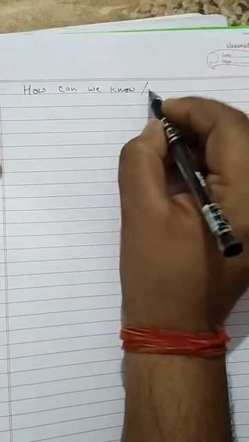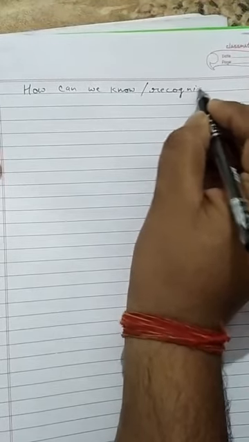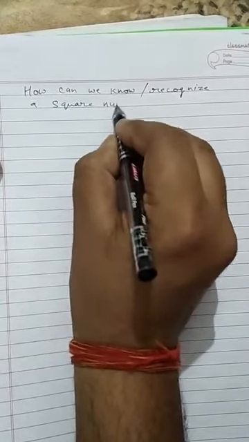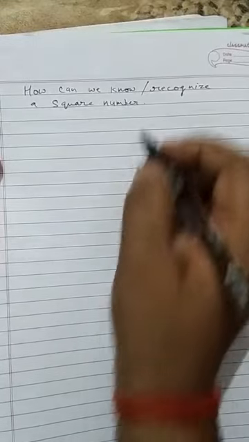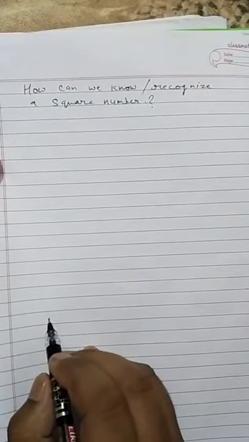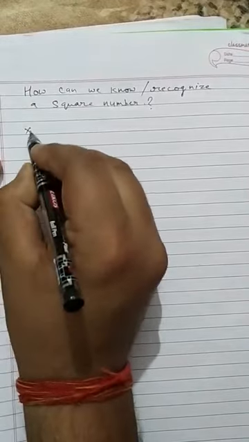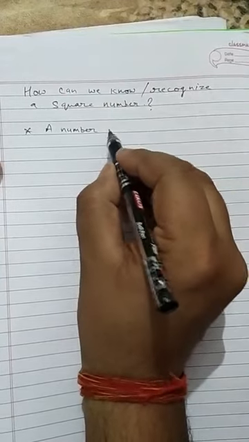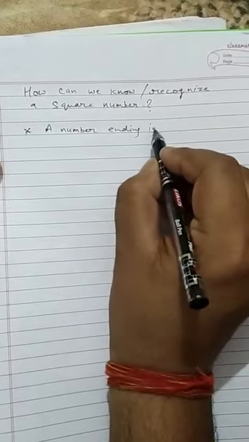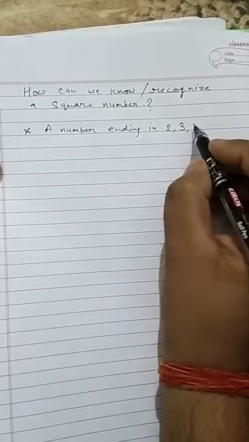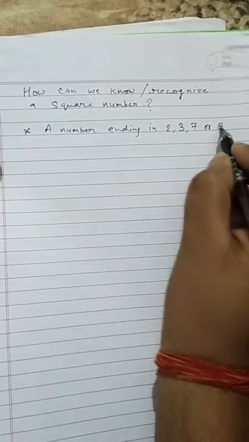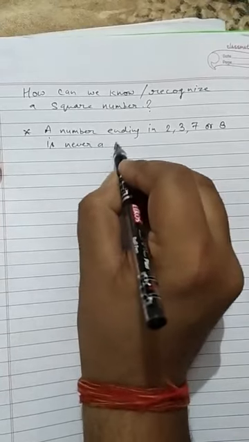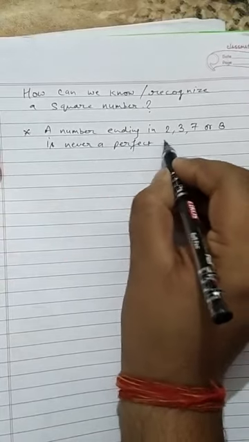How can we recognize a square number? This is the question. So always remember that a number ending in 2, 3, 7 or 8 is never a perfect square.